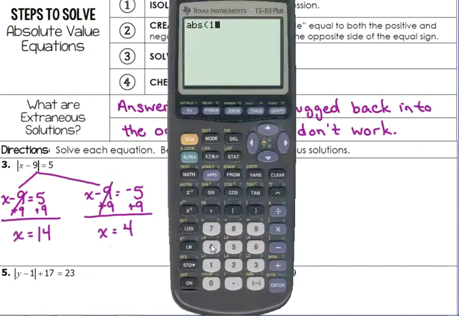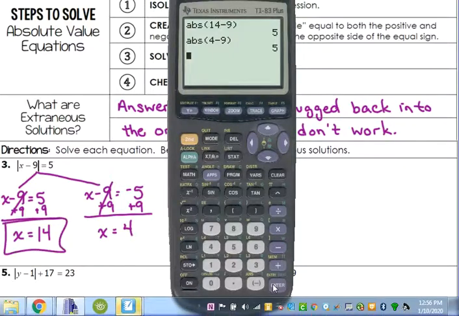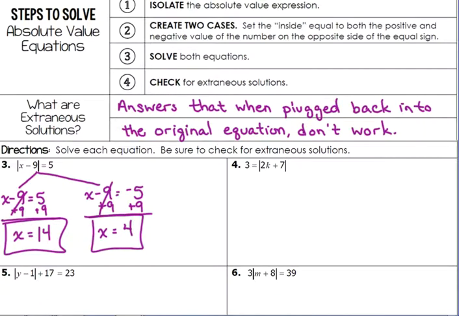So we want to check 14 as our answer. We get 5, and then we also want to check 4 as our answer, and we also get 5. Notice I'm plugging it back into the original equation, making sure that in both cases I get 5 for my answer. So I got 5 in both cases, so 14 and 4 are both solutions to that equation.